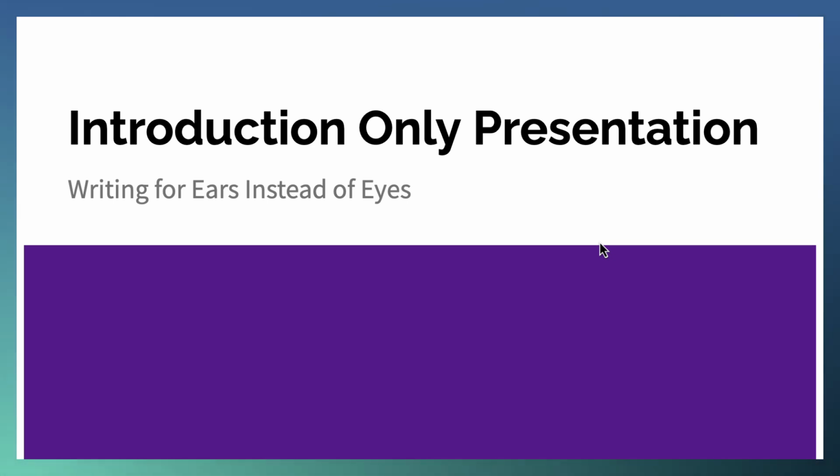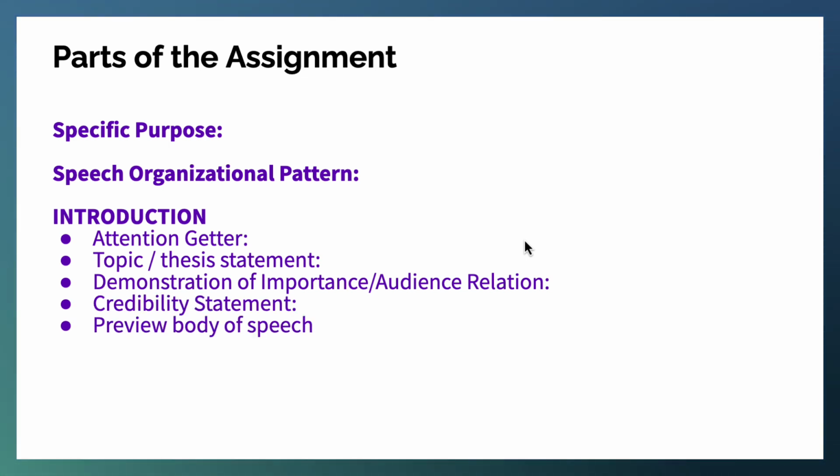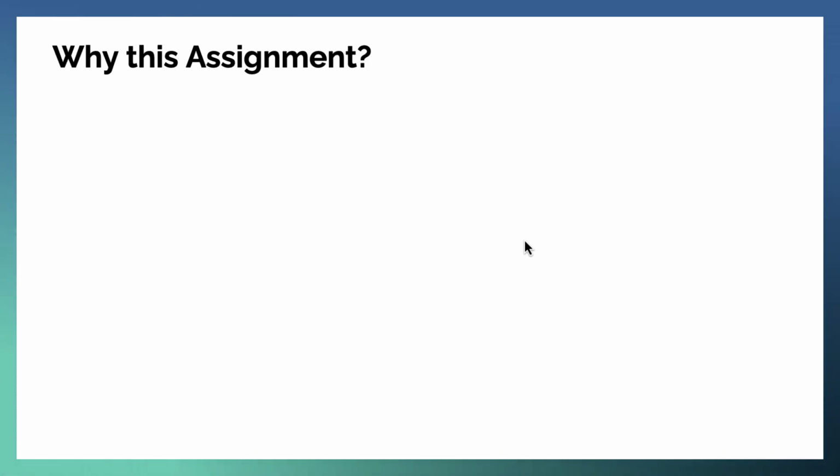Okay, so if we move on here. Parts of the assignment are the specific purpose and the speech organizational pattern. There's the introduction, including the attention getter, the topic or thesis statement, the declaration of importance to the audience or an audience relations statement: why should they be listening? A credibility statement for why you are credible to talk about this, and then a preview of the body of the speech. And then I have an extra thing down here, which is a transition, which is actually extra credit. Shh, don't tell anyone.